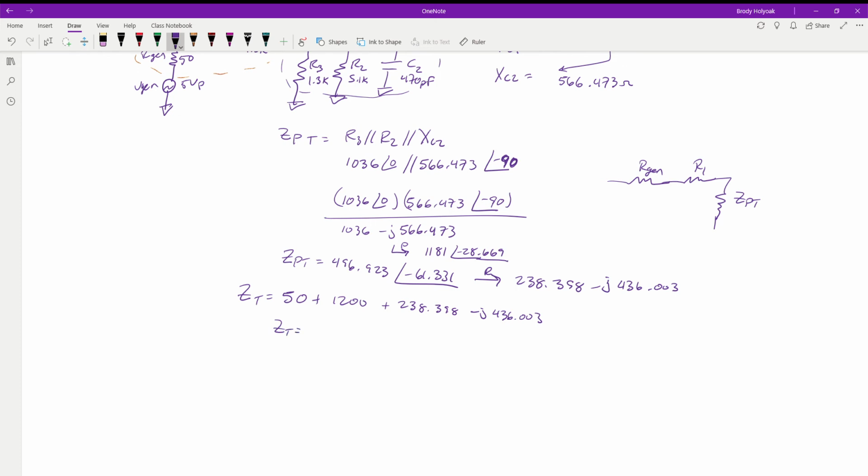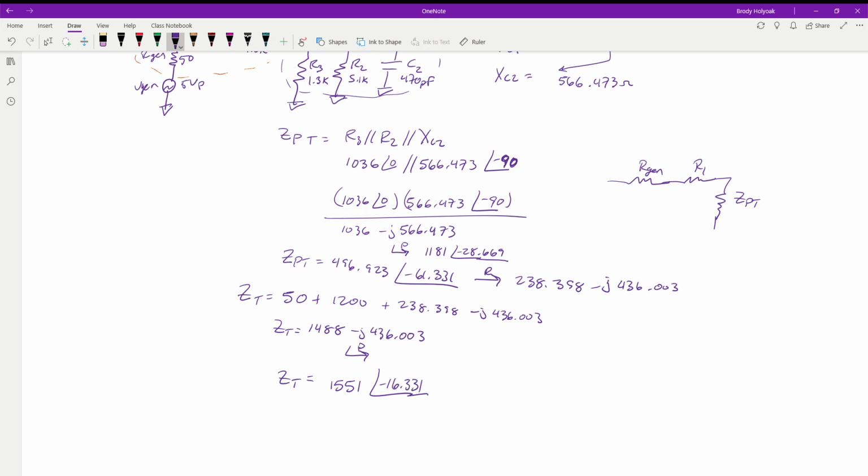The impedance comes out to be 1488 minus J of 436.003. We need to convert that back into polar so we can divide it. And our impedance total of the circuit comes out to be 1551 at a negative 16.331 degrees.